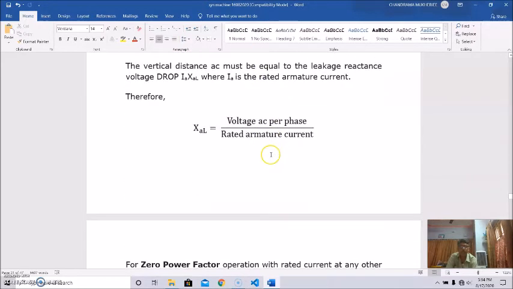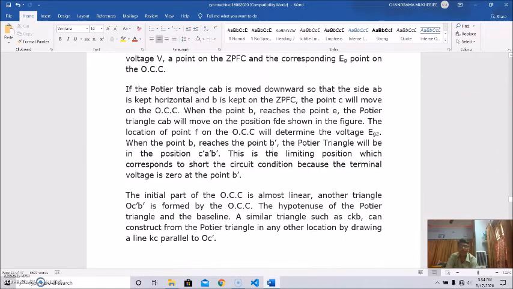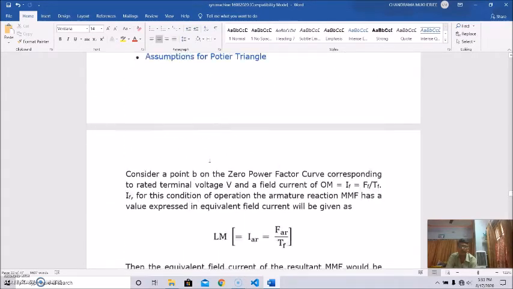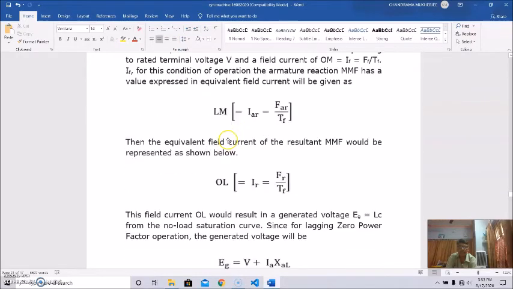So as a result, FDE is the new Potier triangle corresponding to this voltage V2, and the corresponding generated voltage will be EG2. Okay, so the location of the point F on the OCC will determine the voltage EG2. And when the point B reaches the point B prime, the Potier triangle will be in the position C prime, A prime, B prime. Here it is. So when B reaches here, the Potier triangle will be this, C dash, A dash, B dash. Okay.